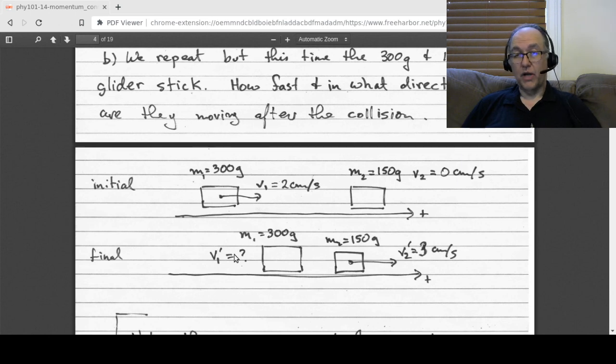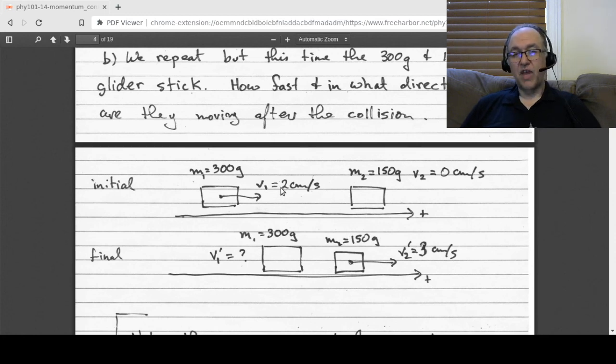We don't even know if it's going to the right or to the left. So don't make assumptions. That'll come out in the signs. But the 150-gram is traveling at 3 centimeters per second. Now I could have emphasized here, I could have put a plus in front of the 2 centimeter and a plus in front of the 3 centimeters to say it's traveling in the plus direction, which is to the right, but I didn't do that.